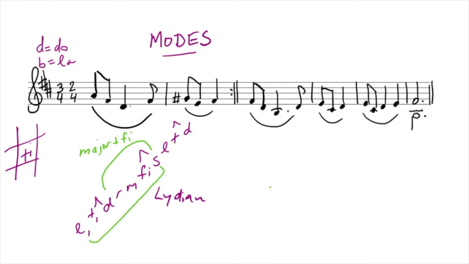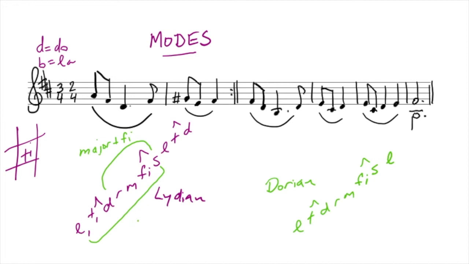This mode is called the Dorian mode. So the Dorian mode: La, Ti, Do, Re, Mi, Fi, Sol, La, and here are our half steps. So first of all, we have Do, Re, Mi, Fi, Sol, La, Ti, Do, Lydian mode, or La, Ti, Do, Re, Mi, Fi, Sol, La. In each case, the difference from the usual scale is Fa has turned into Fi.